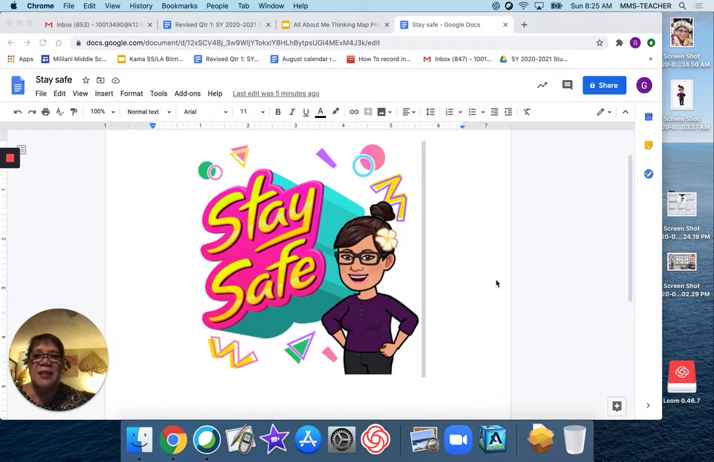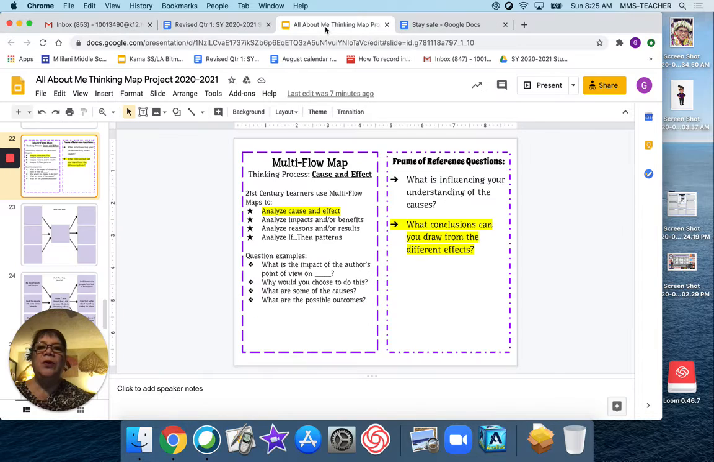Kama coming back again. Today we're going to continue with our thinking map, and we are going to focus on the multi-flow map and the frame of reference. Always refer to your social studies composition book where you had cut and glued in the different types of thinking maps. So you'll see in there about the multi-flow map. Okay, so let's just go over what is a multi-flow map.